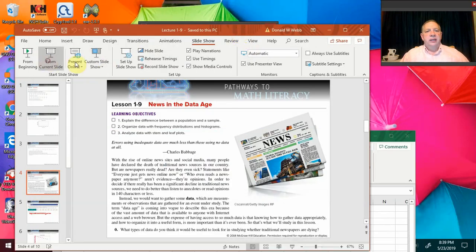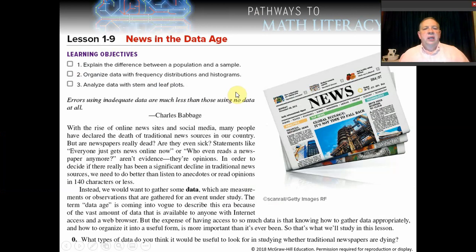So let's go back. Here's what we're going to be talking about over the next couple of slides. With the rise of online news sites and social media, many people have declared the death of traditional news sources in our country. But are newspapers really dead? Are they even sick? Statements like everyone just gets news online now, or who even reads a newspaper anymore, aren't evidence, they're opinions. In order to decide if they really have a significant decline in traditional news sources, we need to do better than listen to anecdotes or read opinions in 140 characters or less.